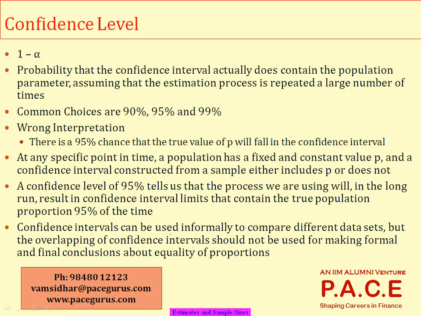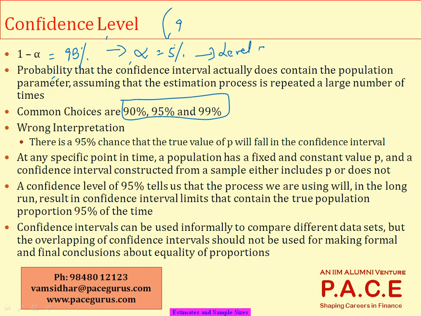Let's look at this. Whenever we use the word confidence level, we always talk about a percentage. The most common percentages are 90% confidence level, 95% confidence level, and 99% confidence level. It is represented with a term called 1 minus alpha. If I say 1 minus alpha is 95%, it means alpha is equal to 5%, and this alpha is called the level of significance. Significance level is another word that is used. Confidence level is 1 minus alpha, and alpha means significance level.